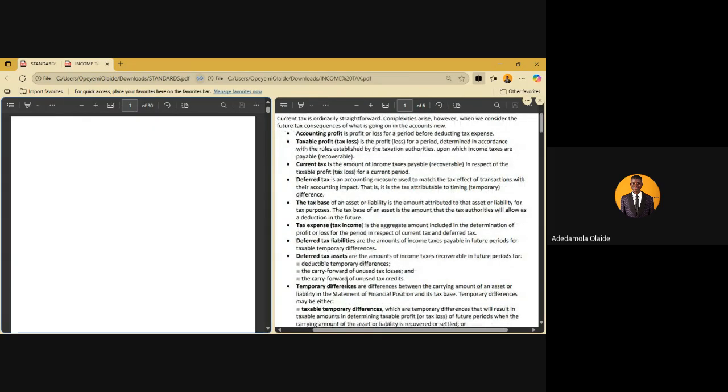Deferred tax liability, I'm with you. What is tax base? Tax base, can you explain it? Sorry. Tax base is just the value of an asset or a liability when we are measuring using tax basis. So when we say tax base for an asset, it will be the cost of an asset minus its capital allowance.